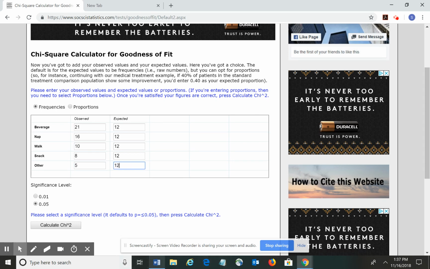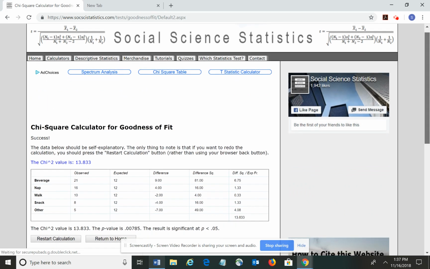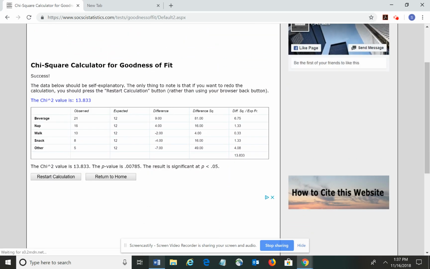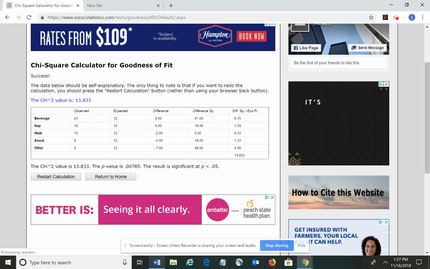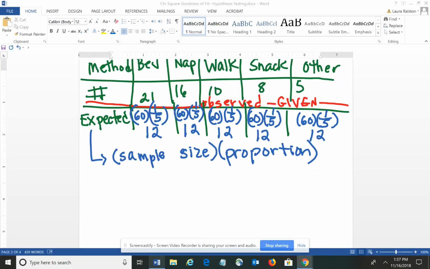Now, they ask us in the problem to use 0.10 significance level. This calculator only allows for 0.01 or 0.05. I'm going to leave it at 0.05. Once I've entered the information, I'm going to click on calculate. Okay, when I get finished calculating, underneath this table, it tells me that my chi-square value is 13.833. So I'm going to write that down.